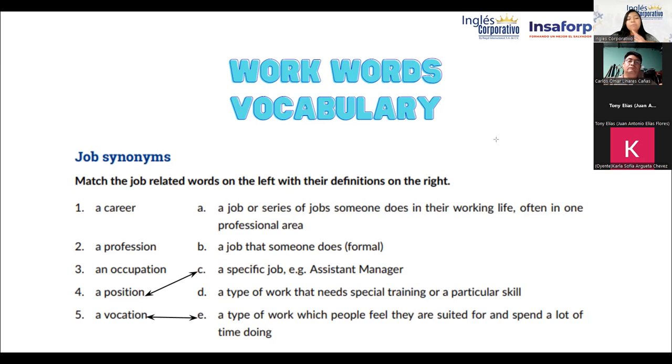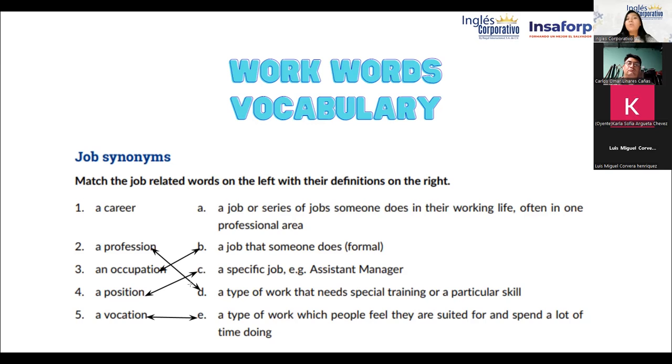Okay, so now, guys, number three, an occupation is going to be a job that someone does formally. If I ask you, what is your occupation? It's actually what you do, right? Now, what is a profession? A profession is a synonym, but the definition is that it is a type of work that needs a special training or a particular skill. So your occupation could be any type of job that you have, which is formal, like a customer service agent. Correct. Now, a profession is a type of work that needs a special training or a particular skill.